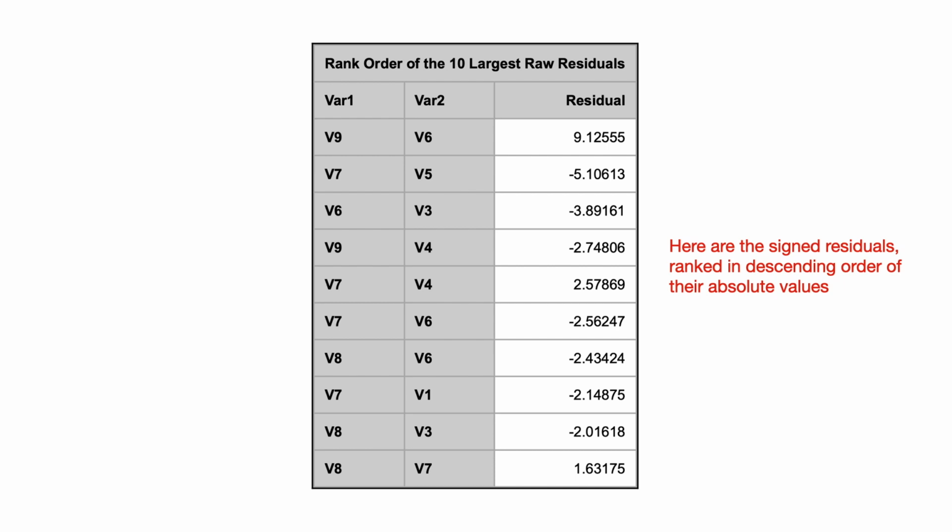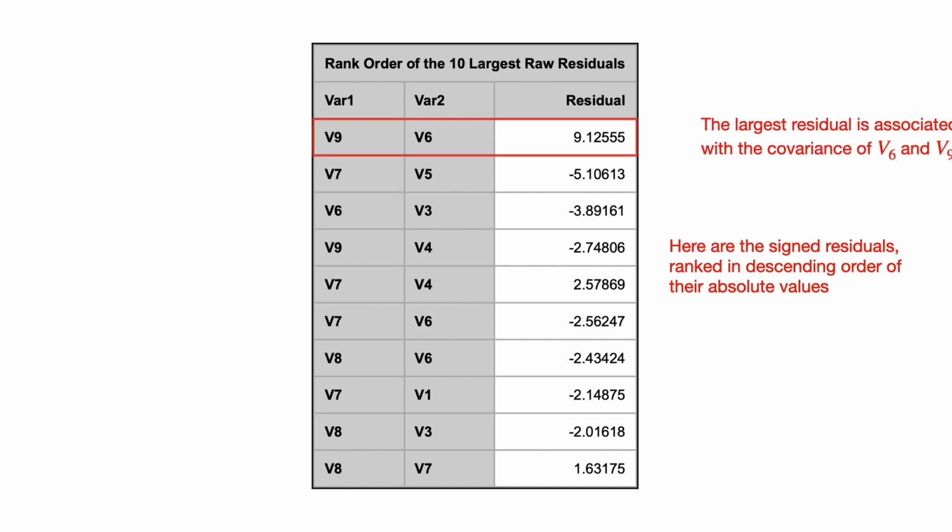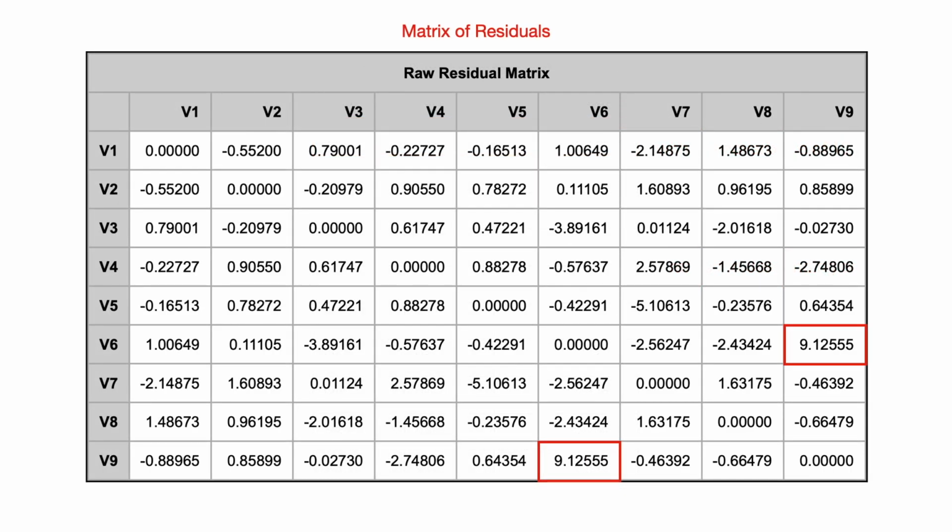So here are the signed residuals ranked in descending order of their absolute values. The largest residual is associated with the covariance of V6 and V9. And you can see here that the residual is about 9.13. Now here are the entries in the matrix of residuals that correspond to that value. We can see that this residual of 9.12555 is associated with the covariance of V6 and V9.